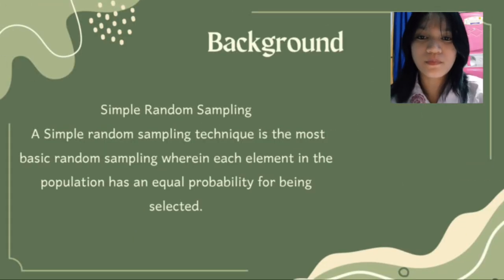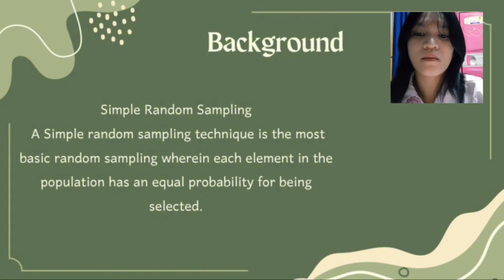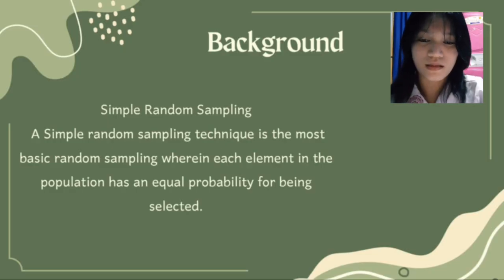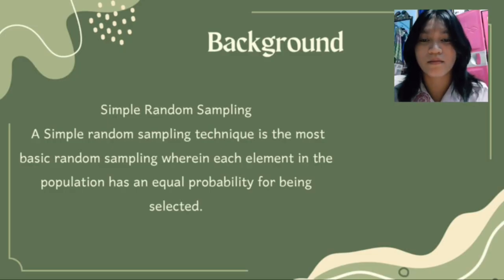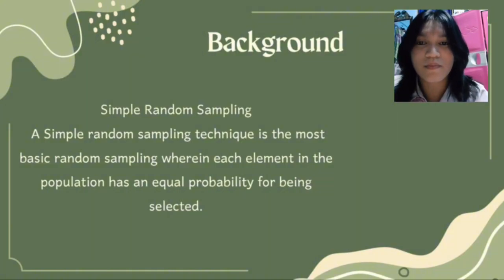Simple random sampling is the most basic random sampling wherein each element in the population has an equal probability of being selected. Ito yung, kunyari, teacher ako sa isang section, tapos magpaparecitation ako sa kanila. Tapos mamimili ako doon ng 5 estudyante na mapipili sa recitation. Dun sa ano na yon, ito yung lahat ng estudyante doon may chance na mapili kasi randomly ako kumuha.